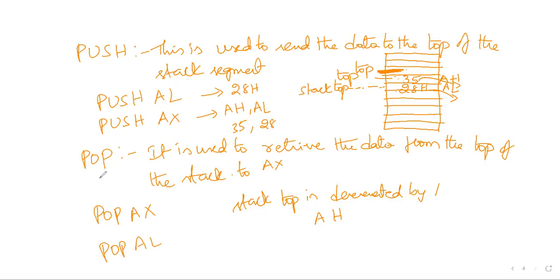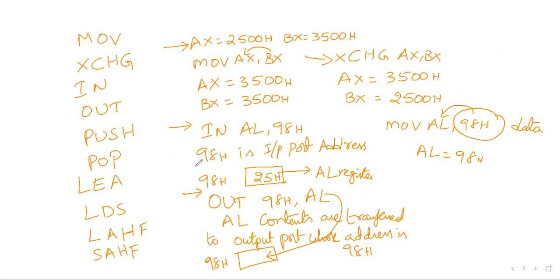In the POP, the stack segment register contents are decremented. In the PUSH, the contents are incremented. The address is incremented. That is the difference between PUSH and POP. Okay. Next, what are the previous instructions?